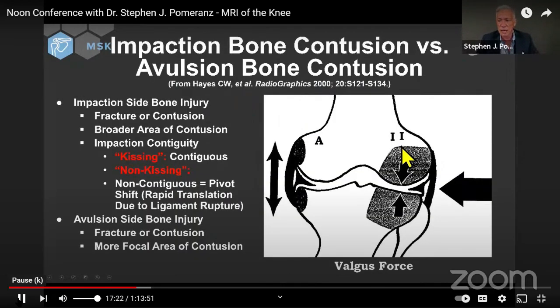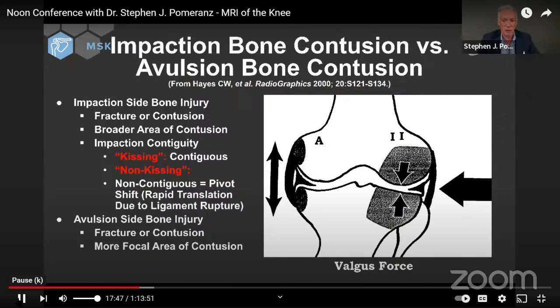Here's an example of kissing bone injuries. They're kissing because they're touching each other. They're on the medial side. So if you kiss on the medial side, you're going to distract the lateral side. If you kiss on the lateral side, then you're going to distract the medial side. So this is an example of lateral side kissing injuries that would result in an MCL injury.